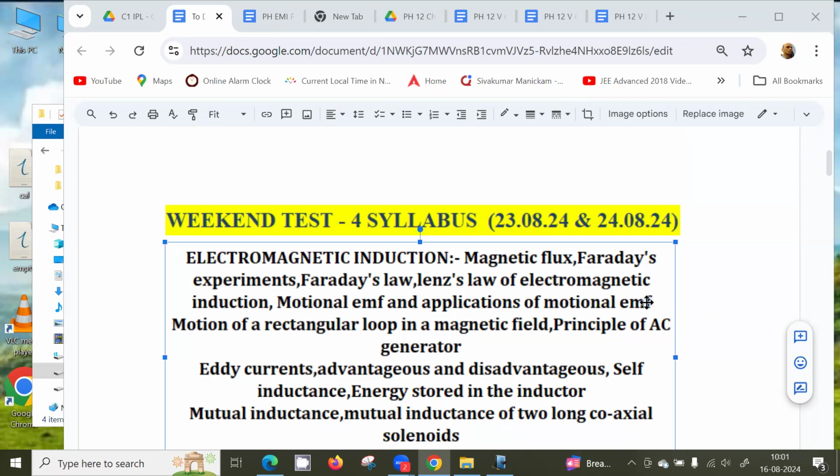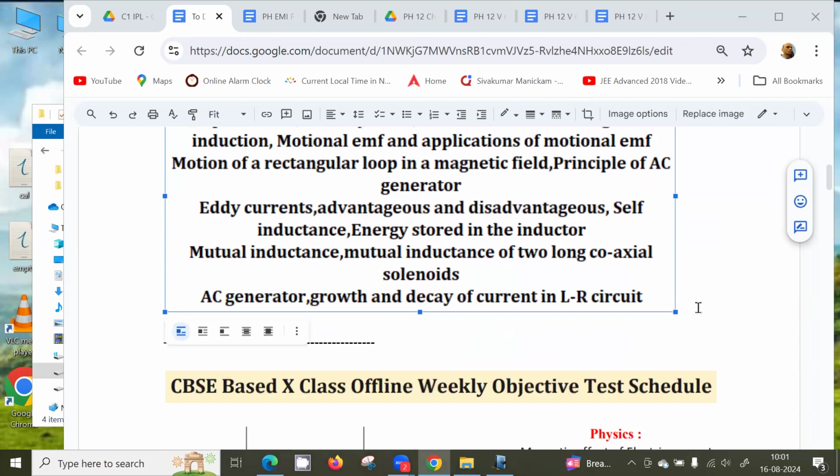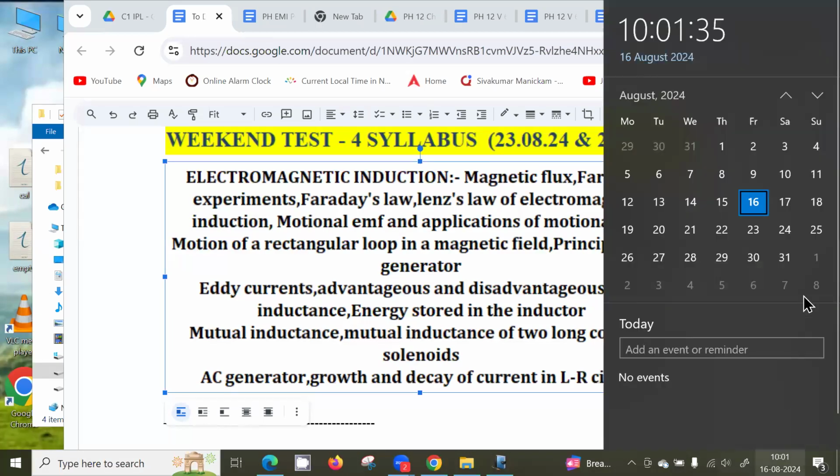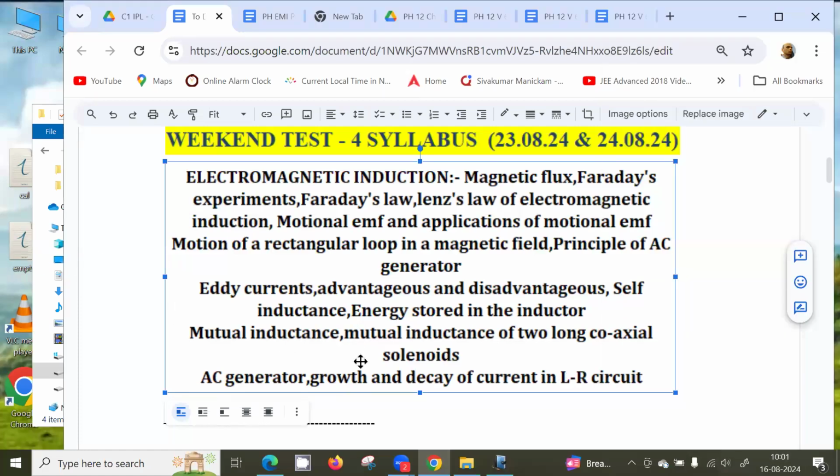Let's wait for a few minutes, just 1 minute, to get others to join in. This is the syllabus for the coming test, on the 23rd and 24th, which is next Friday. Exactly 1 week. All the concepts are covered. The last one is DP of this, and after that I did energy stored in the conductor. Any doubts before others join in? If you have doubts, you can ask me.